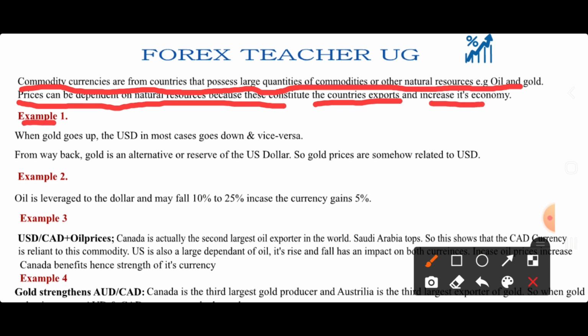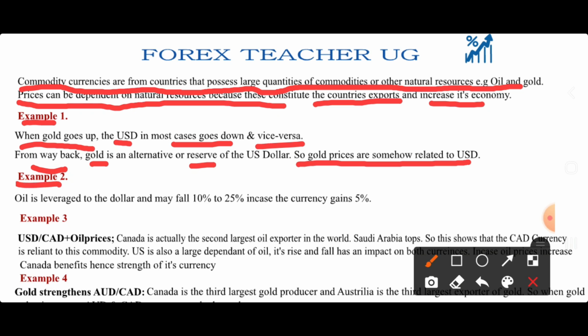Let's give here the example. So when gold goes up, the US dollar in most cases goes down and vice versa. So from way back, gold is an alternative or reserve for the United States dollar. But I told you that of recent, cryptocurrencies are coming in to become most of the safe haven for people's investments during the times when the dollar is down. So we should be extremely keen and diversify our resources always. We can invest in gold, but also invest in cryptocurrencies. So gold prices are somehow related to the United States dollar.